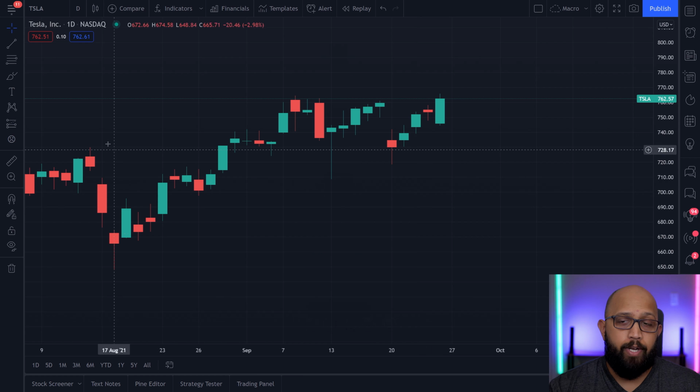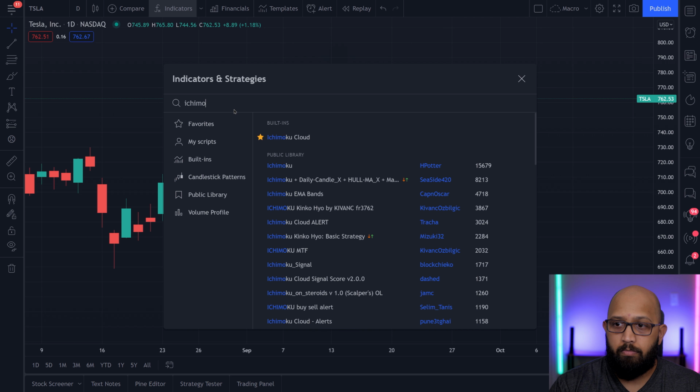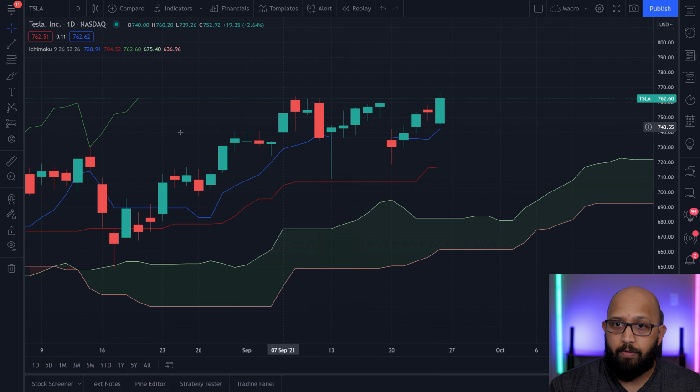Let's get into it. So in TradingView, go to indicators and type in Ichimoku. And this is the one you want, Ichimoku Cloud. Add it to your chart. I have it saved as a favorite. I'm just going to change one setting here.